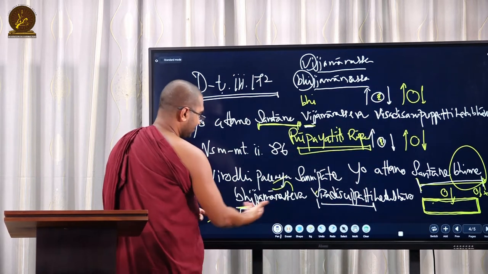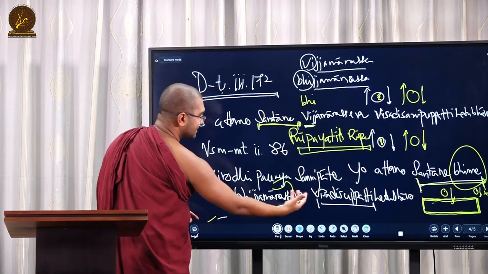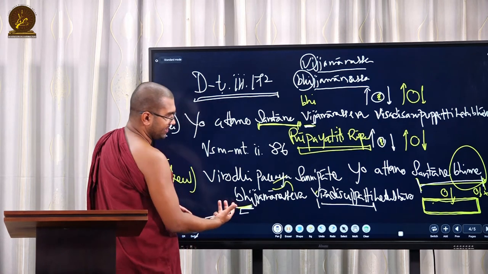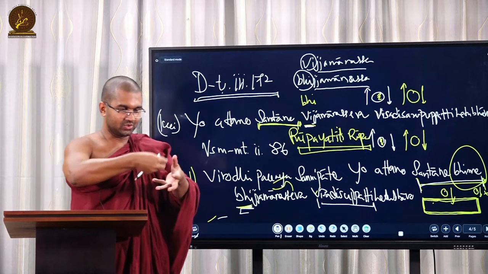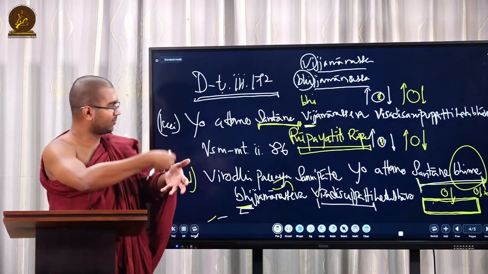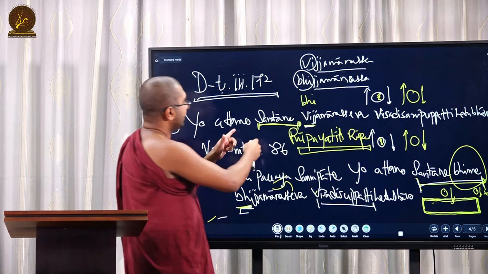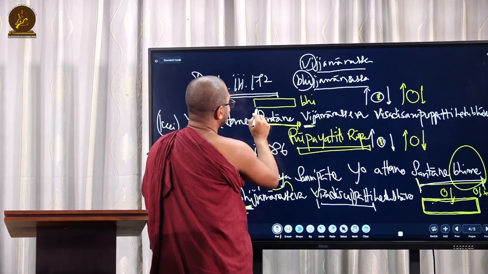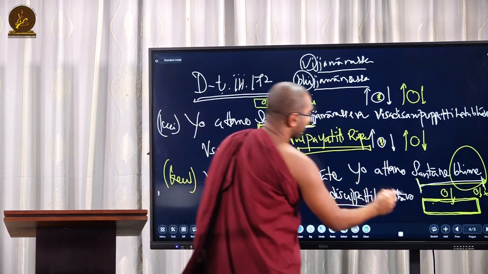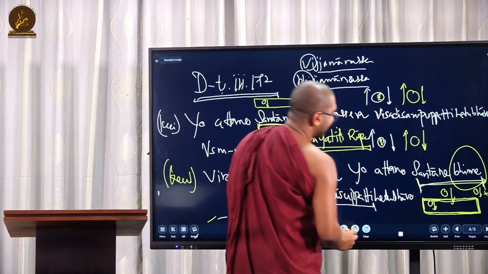So the rupa that is passing away. So santane binne means the santana is changing. So during this santana, the rupas that are passing away. So here also in that sense, if you take it as vijjamana, within the santana, the rupas that are passing away. Within the santana, rupas that are passing away.